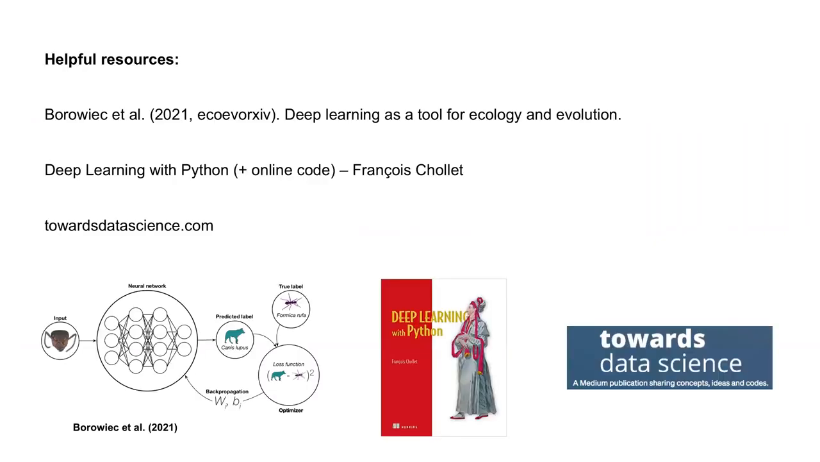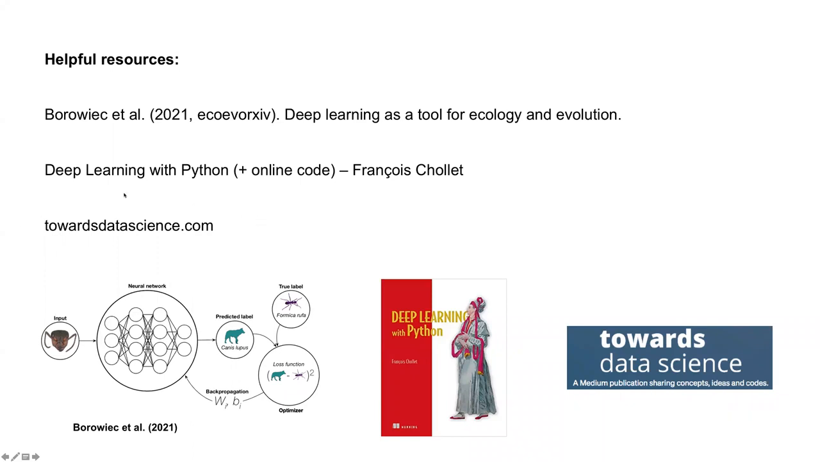Helpful resources. Very recently, this cool paper came out. It's a review paper, Deep Learning as a Tool for Ecology and Evolution. It's a preprint, a very good start. If you want to learn about VAE and convolutional neural networks, which Brian mentioned as well, this is where I would start if you know nothing. If you want to get a bit more specific, I use Deep Learning with Python. This is a cool book. There's also a lot of free online code he put up if you want to start getting into the actual code of it. More generally with machine learning, I mentioned Towards Data Science.